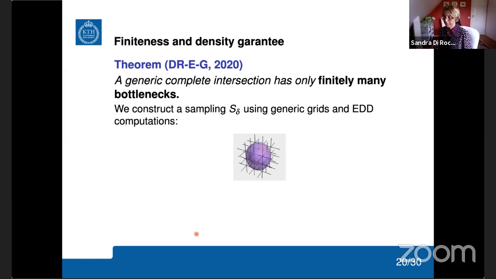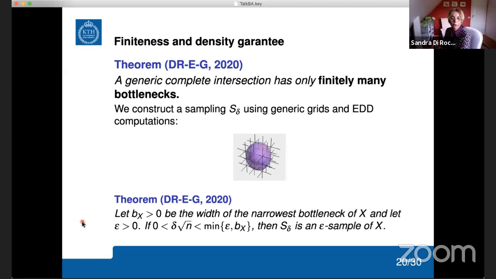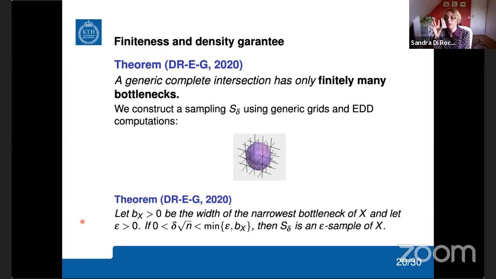And the result I want to give you is the following. If you choose a length delta such that delta times the square root of the ambient dimension is strictly less than the minimum of a chosen epsilon and the bottleneck degree, which is finite, then the sample that we construct is an epsilon sample. It's a sample such that every point on the variety is within epsilon distance of some point of the sample. So basically, if I give you an epsilon, I can choose a delta such that I can construct an epsilon sample.